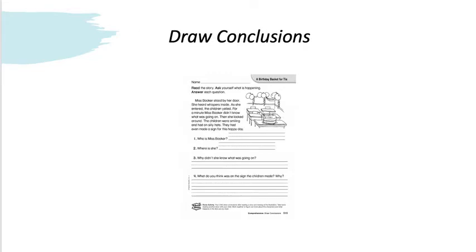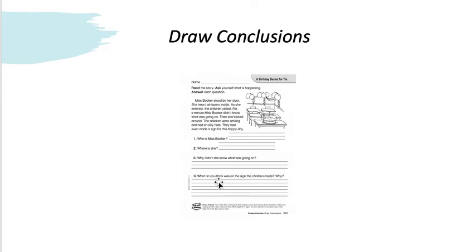Next up, you are going to work on page 515. You are working on drawing conclusions. So you're going to read, ask, and answer. Read the story. Ask yourself what is happening. Answer each question. So you're going to read this short story and then answer these 4 questions about the story.